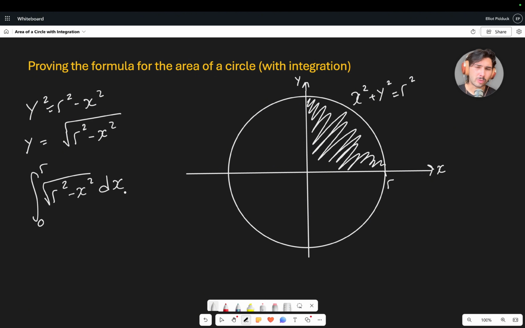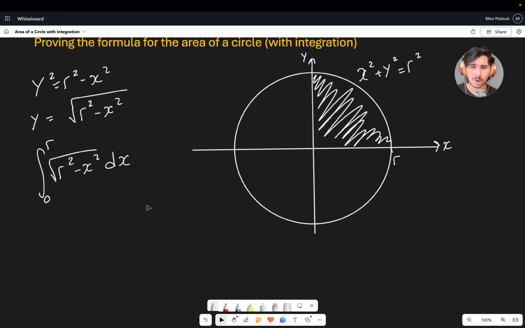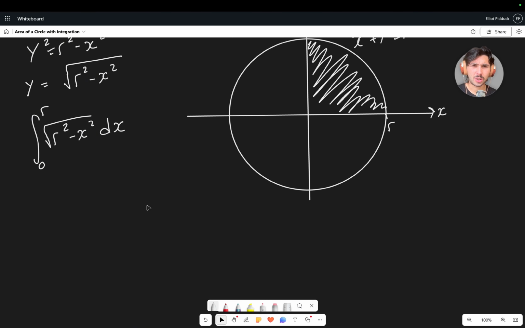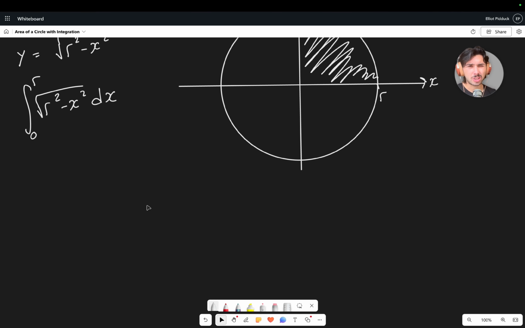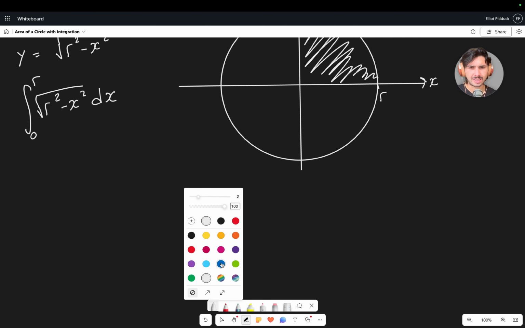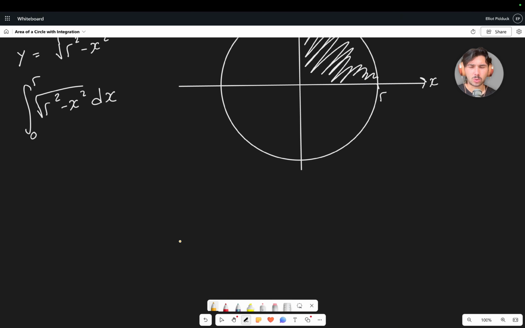So now all we've got to do is work out how to actually integrate this. It turns out the way that we're going to do this is by using a trigonometric substitution. I know that might sound a bit crazy, but it's the way to go. The reason why this works is because, remember, we have an identity that says that cos squared x plus sine squared x is always equal to 1.